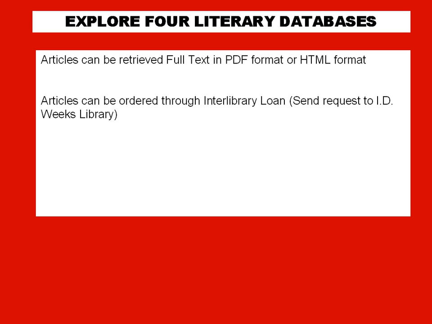In any of the databases, you will come across one of 3 ways to retrieve an article. Articles can be retrieved full text in PDF or HTML format. PDF format will produce a scanned copy of the article as it appeared in the journal with page numbers and complete citation information. HTML will appear as a web page. Page numbers may or may not be included.